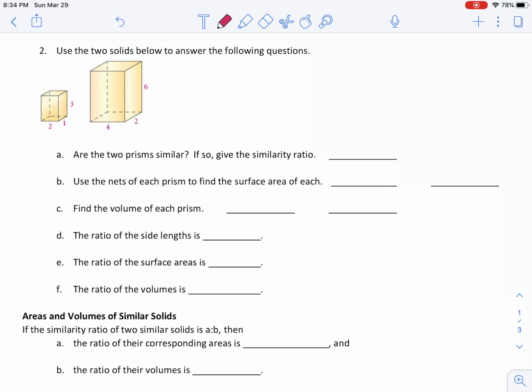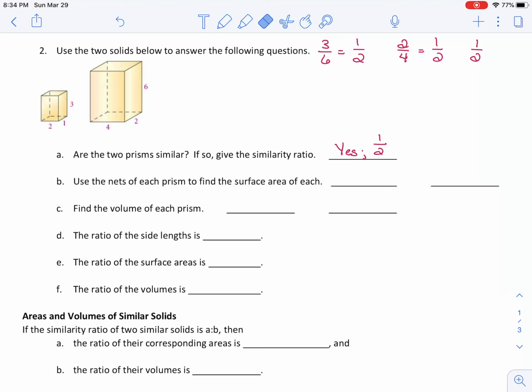So now on number 2, these solids, I'm wanting to know if they are similar. So it's the exact same test. I'm going to pair up corresponding parts. Personally, I'm going to start with the heights, and I'm going to put 3 over 6. When I reduce that by 3, I get a half. I'm going to pair that with the front portion of the base, 2 to 4. When I reduce that, I get a half. And that'll finally be combined with the depth, which is the 1 to 2. Since those all have the exact same ratio, that is my similarity ratio, these are similar solids. Their similarity ratio is 1 to 2.